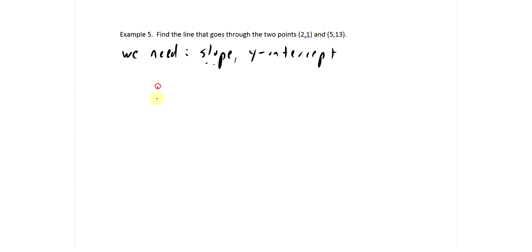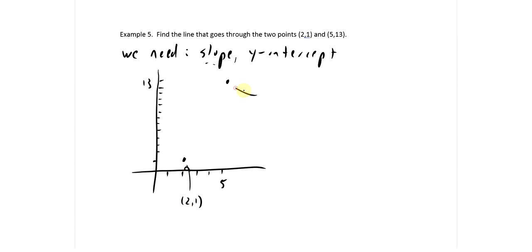So let's draw a little picture. There's the point 2, 1. Where's the point 5, 13? 1, 2, 3. That's x equals 5. And 13: 1, 2, 3, 4, 5, 6, 7, 8, 9, 10, 11, 12, 13. So not really to scale because we're just sort of freehanding stuff. So there are my 2 points. This is the point x equals 2, y equals 1. This is the point 5, 13.